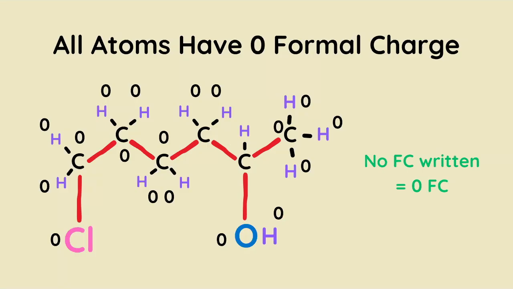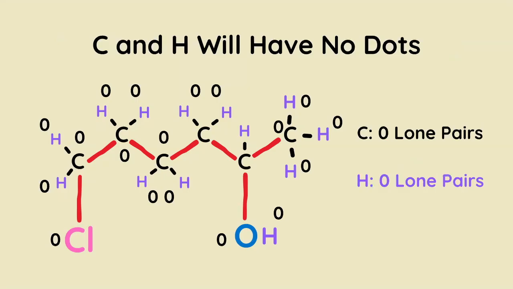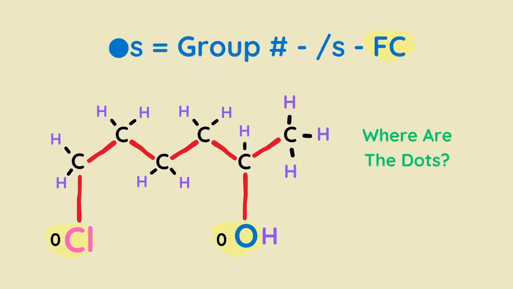How do we know there are no formal charges? Because no charges are mentioned in our diagram. There's no +1 or +3 or -1. So we can assume that all the elements have a charge of 0. And the good news is that whenever carbon and hydrogen have 0 formal charges, which is basically always, neither of them will have any dots. So that just leaves us with chlorine and oxygen.